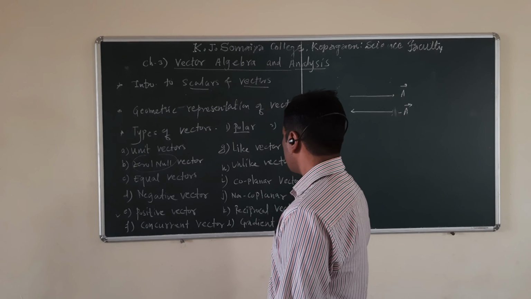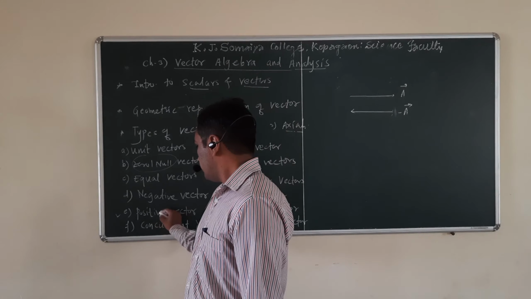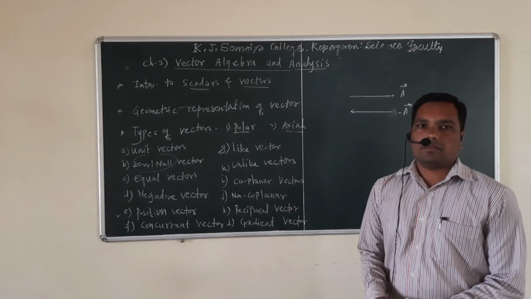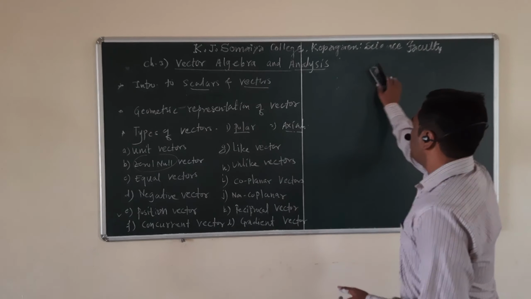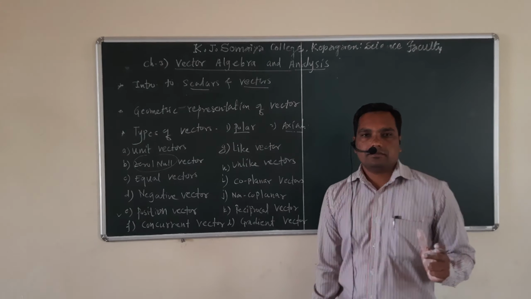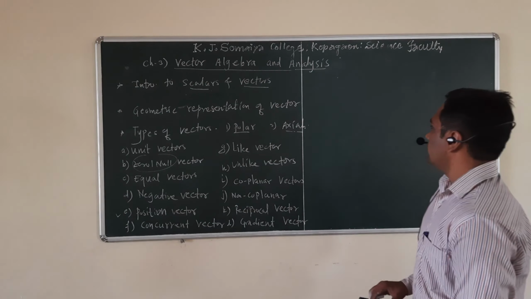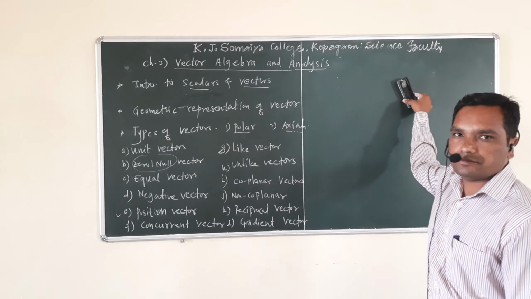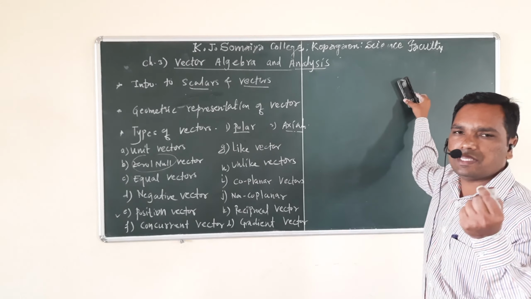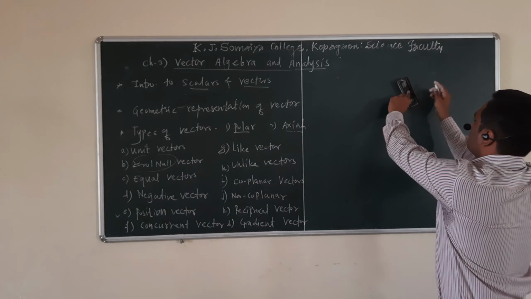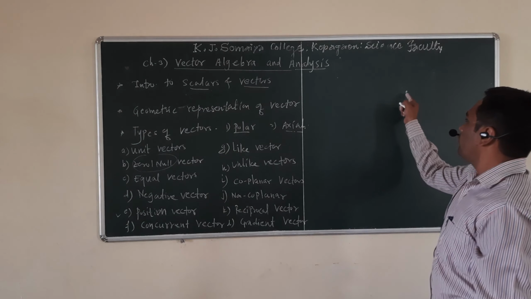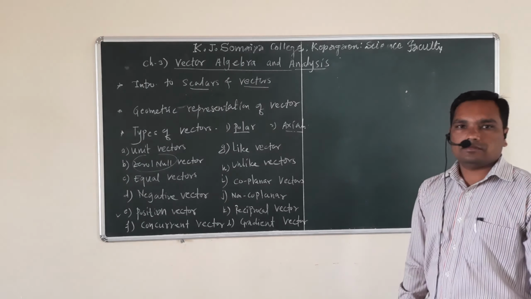Then position vector. What is meant by position vector? Suppose you take any object in space and that object is resting. Suppose I put my duster over here. So replace that object by its center of mass, which is a single point. Suppose that duster is over here, and I have to show the position of this object. How can I show it?